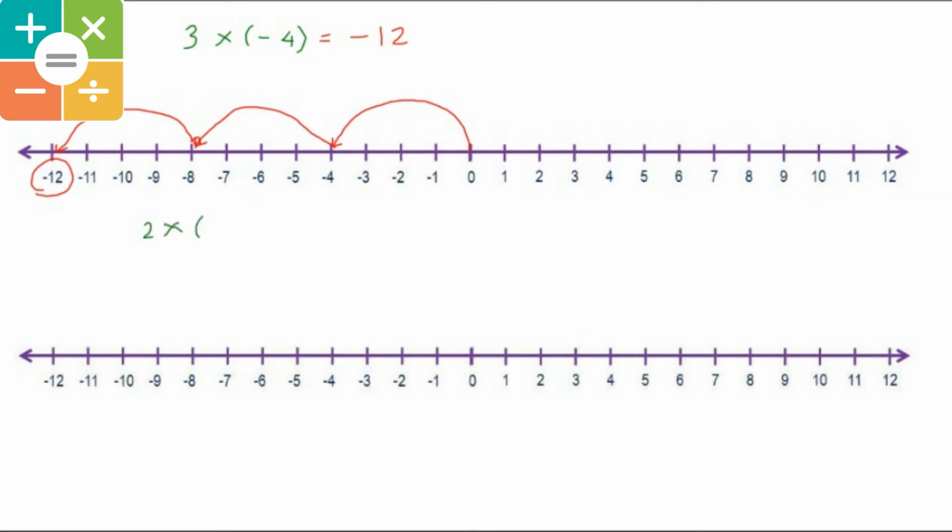2 multiplied by minus 5. So we are going to take minus 5 2 times. So let us start with 0, minus 5 one time, and one more time we'll take minus 5, it reaches minus 10. So 2 multiplied by minus 5 is minus 10.